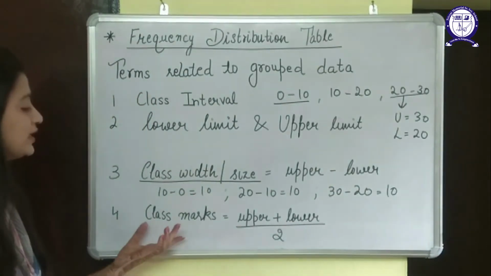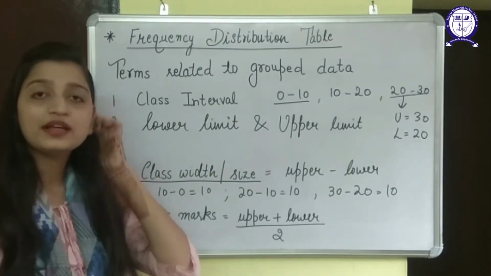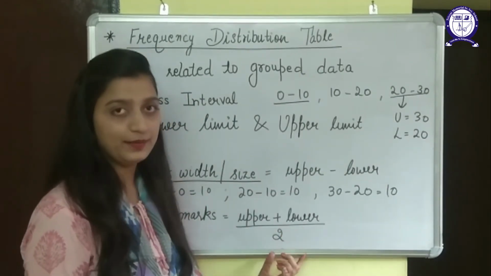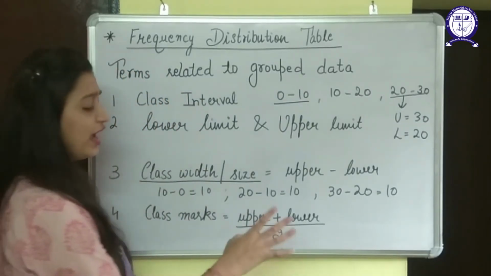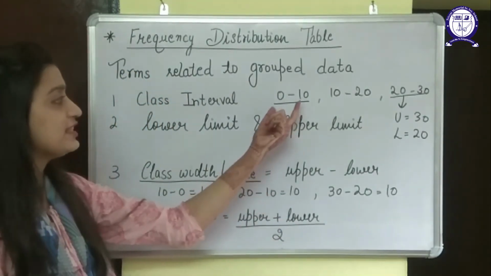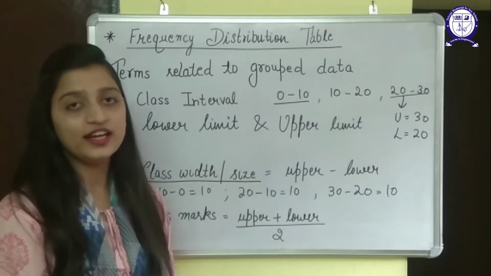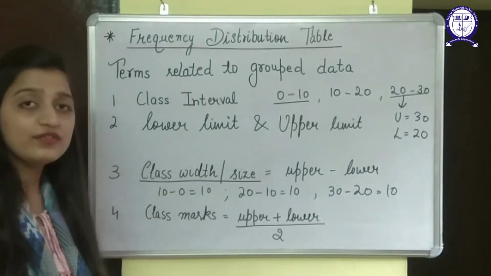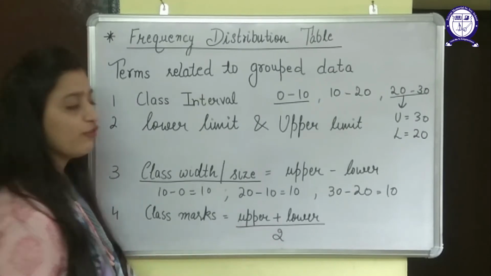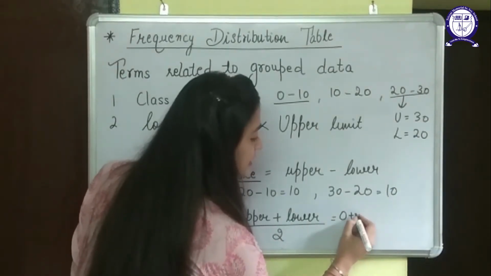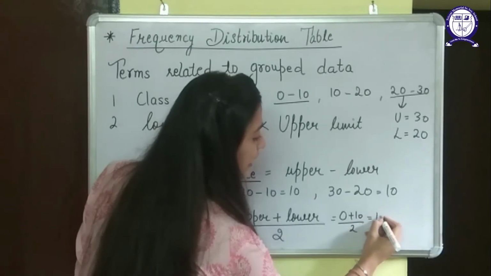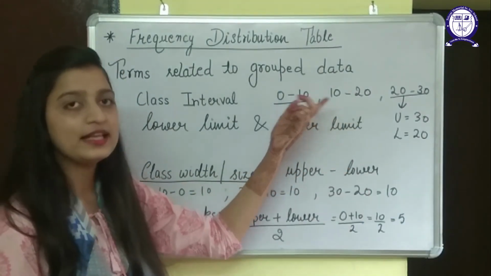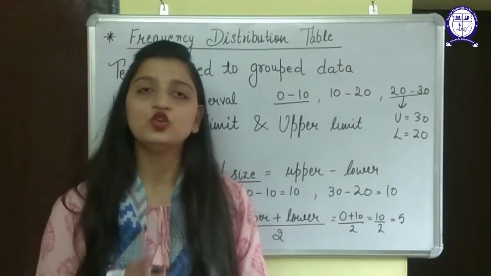Now the fourth one is class mark. Class mark is nothing but the midpoint of the class interval. It has the formula upper plus lower divided by 2. Even if we are not applying this formula, we can easily see what the midpoint of 0 and 10 is. It is obviously 5. For 10 to 20, what is the midpoint? 15. But how are we going to find it? We are going to find it with this formula. That is 0 plus 10 upon 2, that is 10 upon 2 equals 5. Similarly, 20 plus 10, that is 30, 30 divided by 2, 15.